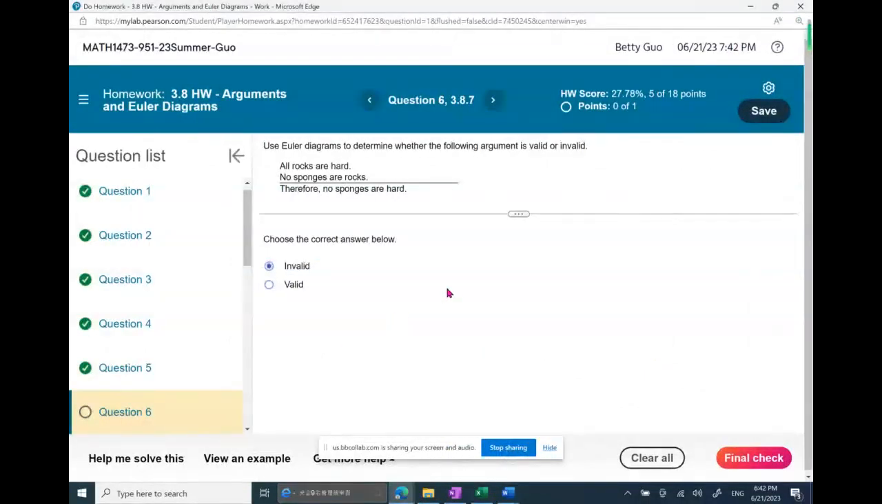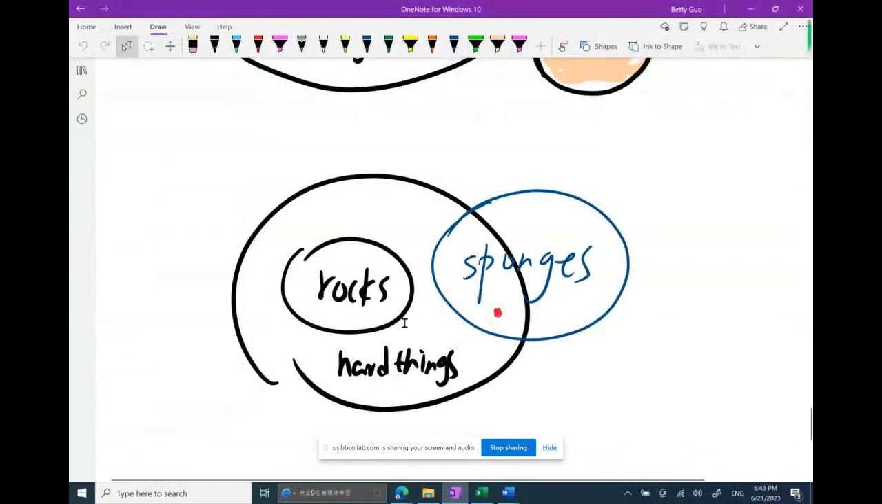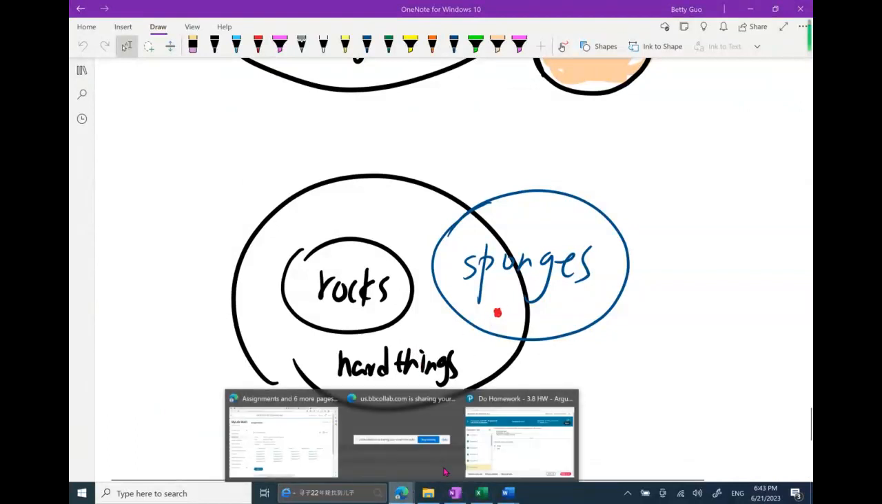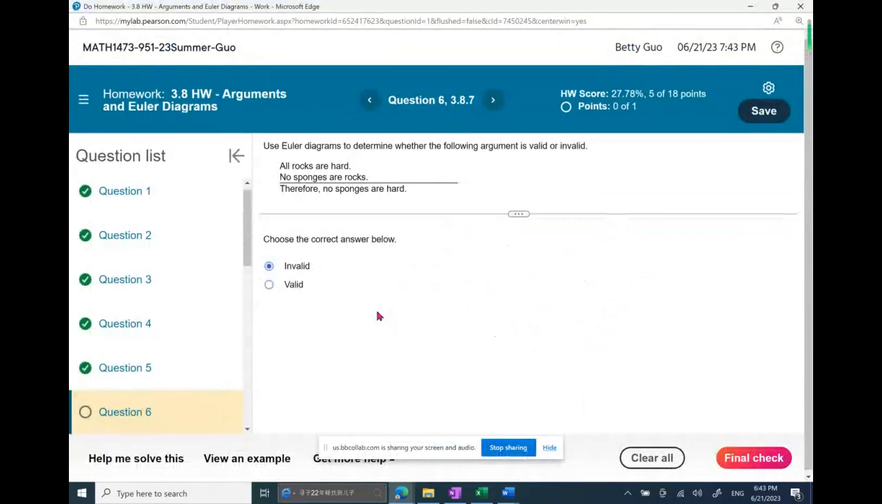So we choose invalid because we see a counter example, right? Yeah. The key of the Euler diagram method is to use the diagram to try to find a counter example. If we fail to find any counter example, then it's valid. If we can derive a counter example like this one, rocks and sponges, hard things and sponges, they are not necessarily disjoint, then that is a counter example. That means the argument is invalid.